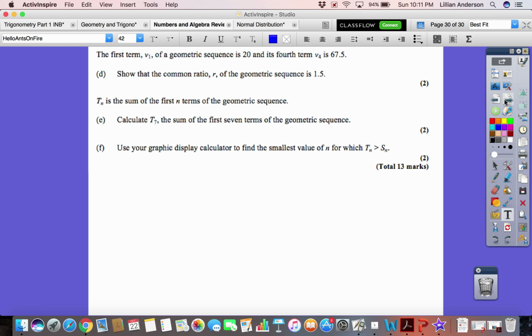For D, you had to show that the common ratio r of a geometric sequence is that. A lot of you guys did just fine with that. You used the fact that you knew your fourth term, and you set it equal to your first term, r to the n minus 1. So you guys did really good on that. And then you divided to get 3.375 equals r to the third. You were good with that. And then you took the cube root to get that 1.5 equals r.